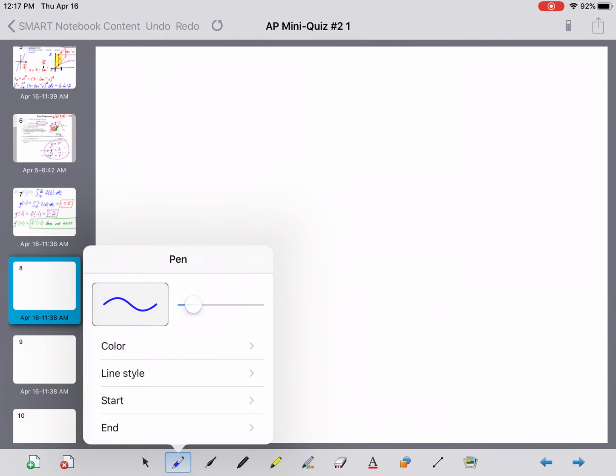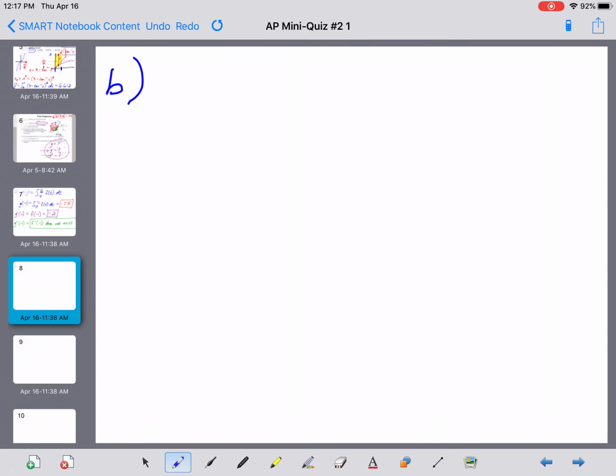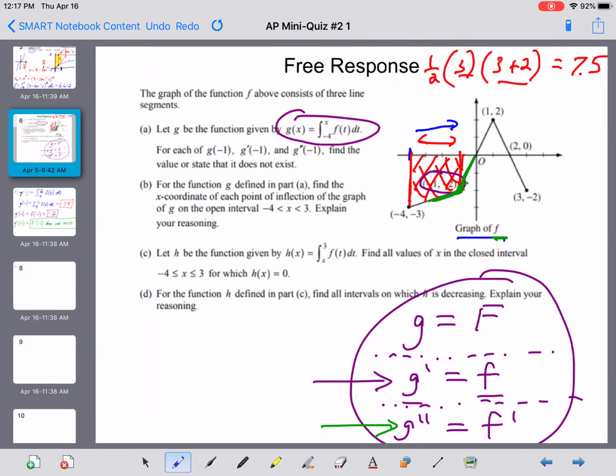All right, guys, let's take a look at what's going on in part B. Let's go back to the original problem to do that. B says, for the function g that was defined in part A, we're going to find the x-coordinate of each point of inflection of the graph of g. Okay, so a point of inflection in the graph of g comes from where its second derivative changes sign. Well, we've already talked about the idea that the second derivative of g is the same thing as the first derivative of f. So if we want to know where the second derivative of g changes sign, that would be the same place as where the first derivative of f changes sign.